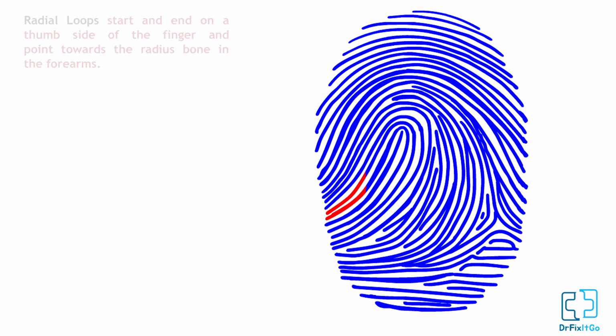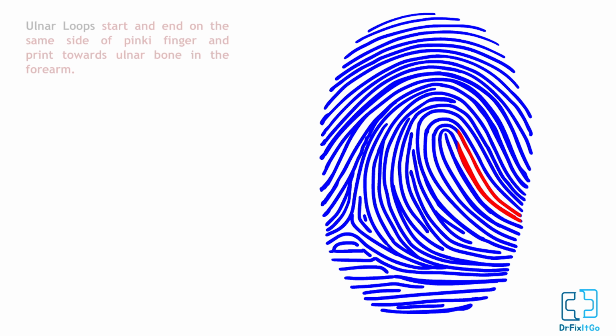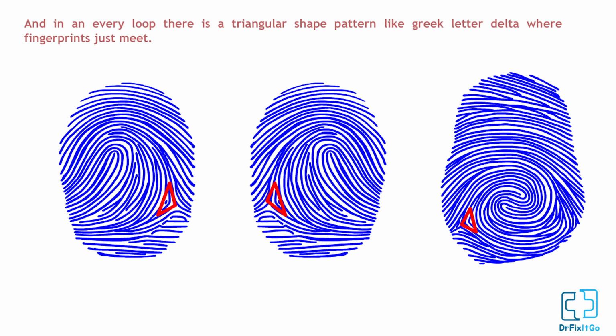Radial loops start and end on the thumb side of the finger and point toward the radius bone in the forearm. Ulnar loops start and end on the same side as the pinky finger and point toward the ulnar bone in the forearm. And in every loop there is a triangular shaped pattern like the Greek letter delta where the ridges meet.